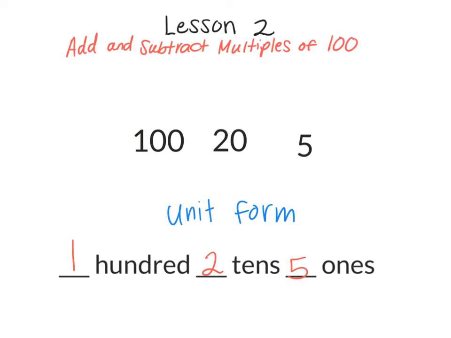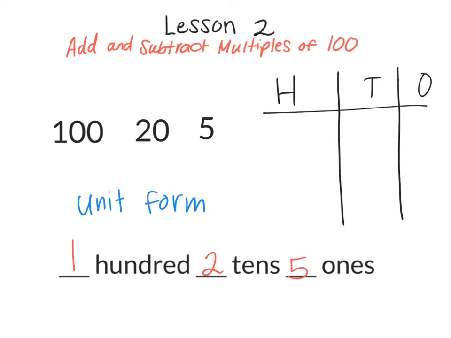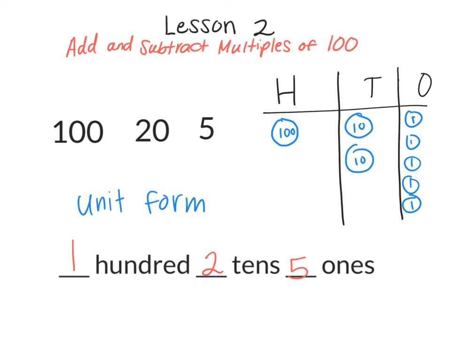So that's unit form. What if I wanted to show this with a place value chart? So I could show this with a place value chart by doing place value disks. So I'd have 100, I'd have 2 tens, and I'd have 5 ones. 1, 2, 3, 4, 5. So the different ways that I've represented that number 125 is I've done it with expanded form, I've shown it with unit form, and I've also done it with a picture form showing place value disks.